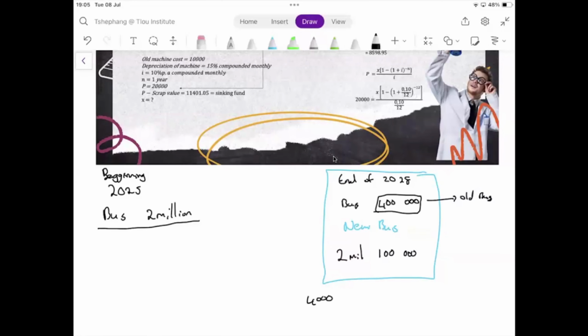How much do we need? We need 2,100,000 minus 400,000. That's how much we need. And that's going to be how much? 1,700,000.